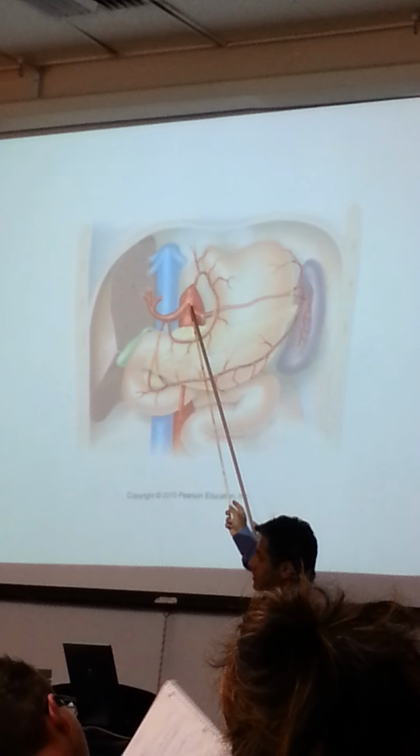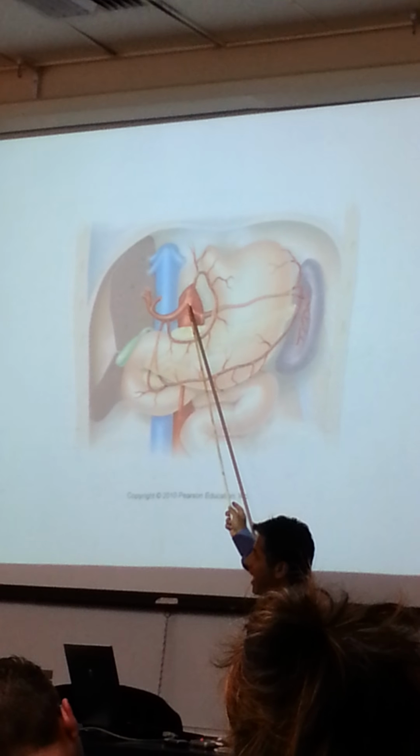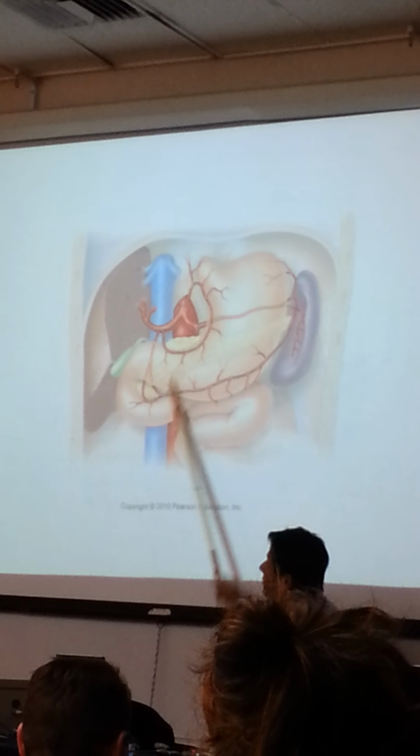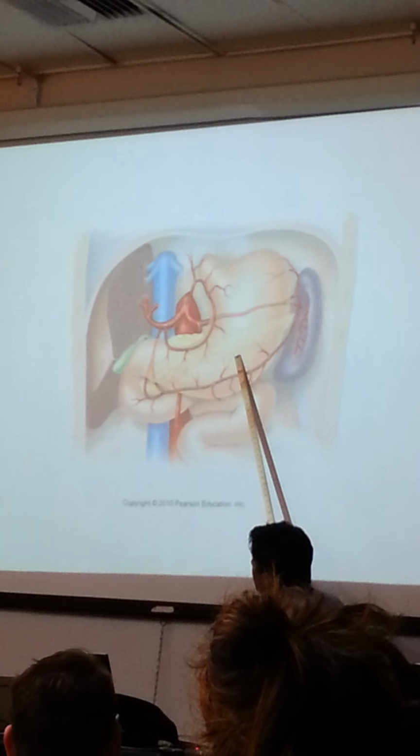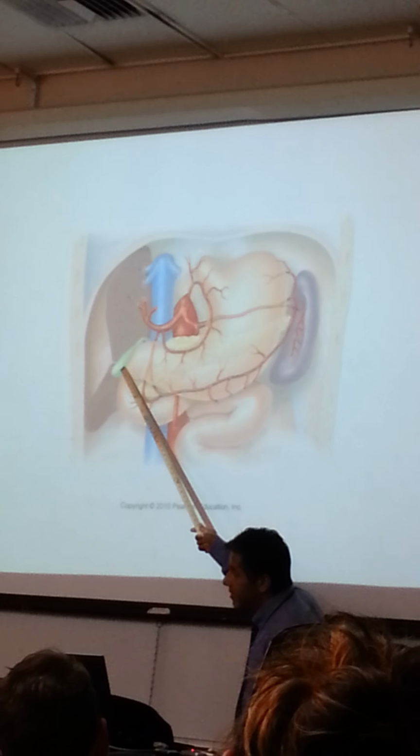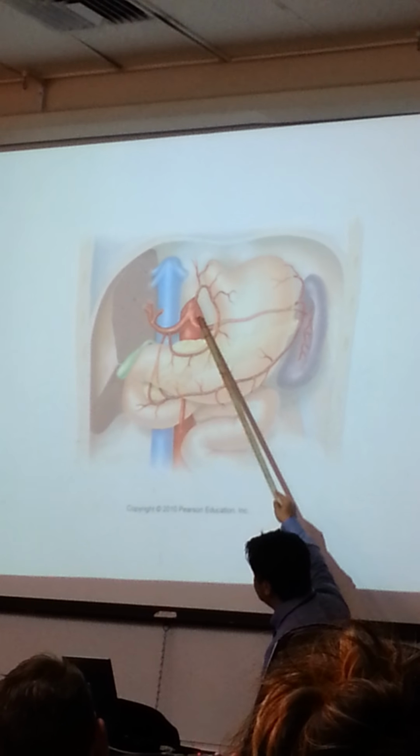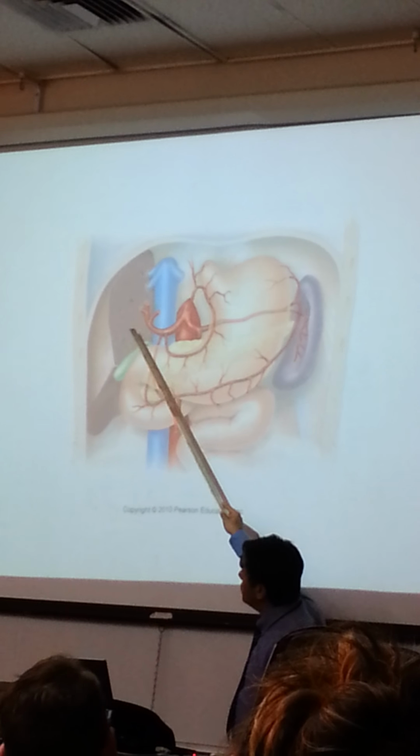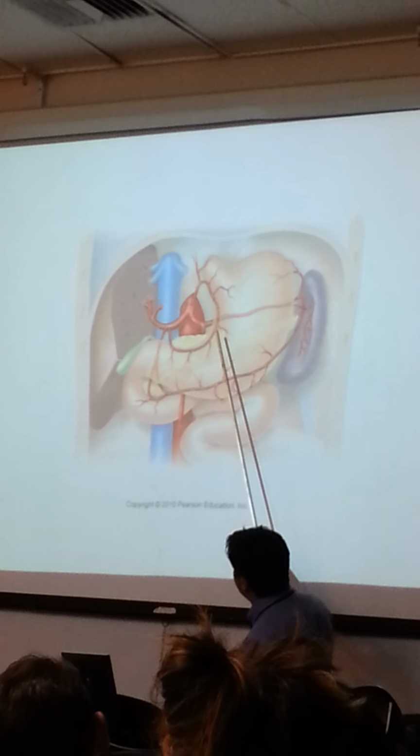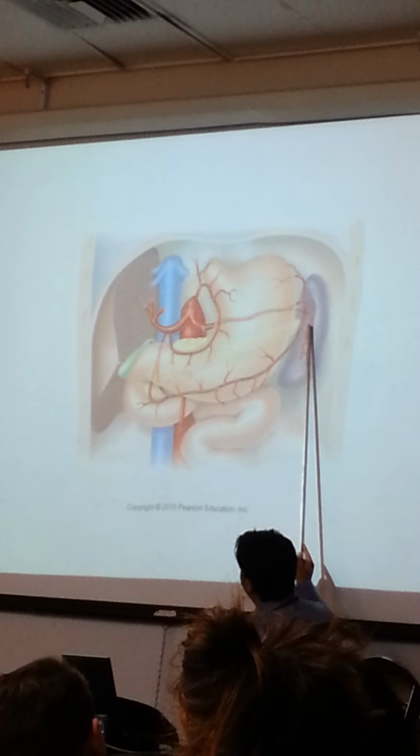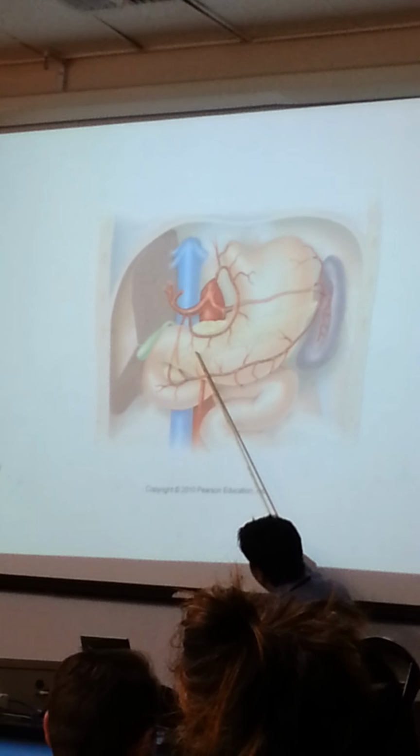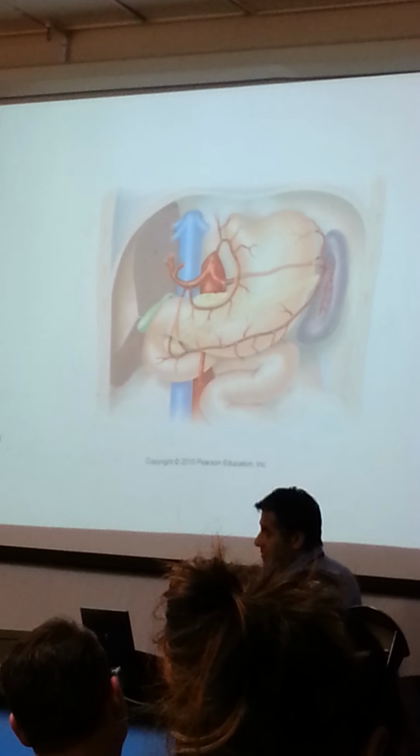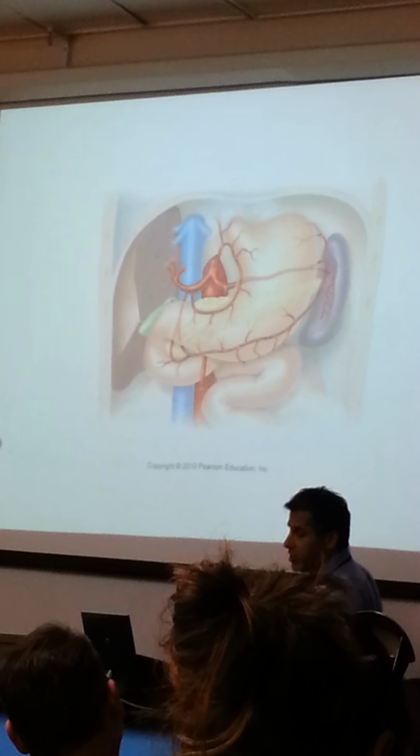What is this? Celiac trunk, which is a branch of abdominal aorta. This is your stomach, this is your liver, this is your gallbladder. Celiac branch gives one branch to your liver, one to your stomach, one to your spleen, one to your pancreas, one to your duodenum. So that is your celiac trunk.